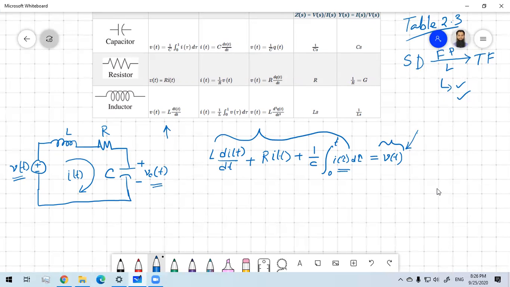To bring the output to the other side, we can replace the current by charge, because the voltage across the capacitor is related to charge. We can write q(t) equal to C vC(t). That is how we can bring in vC(t). Before that, we have to bring the charge into that equation. For that, you can take the help of this column.